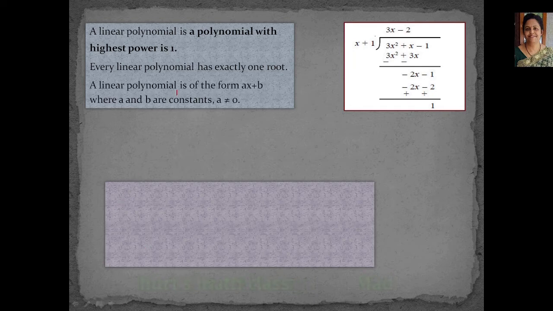So a linear polynomial is of the form ax plus b, where a and b are constants and a is not equal to 0. So in ax plus b, here a is 1, b is 1. So ax means 1 into x is x, plus 1. So a and b are constants and a is not equal to 0.